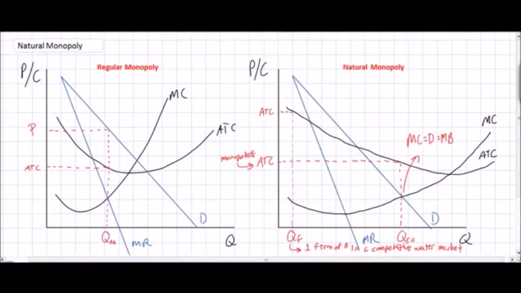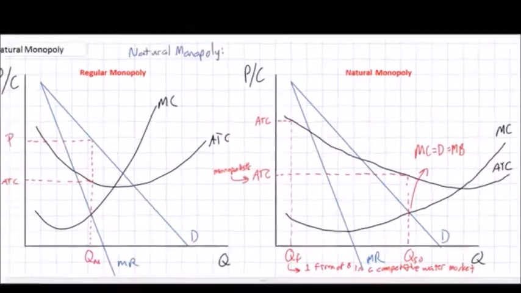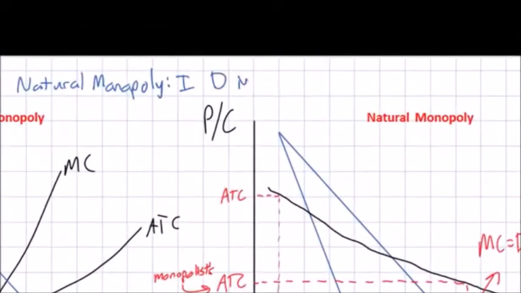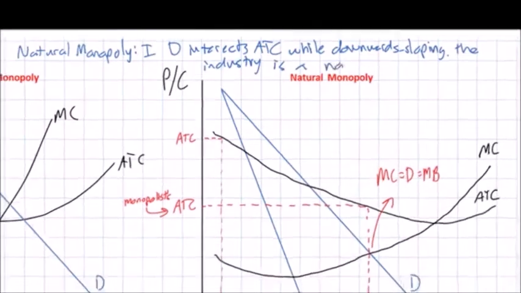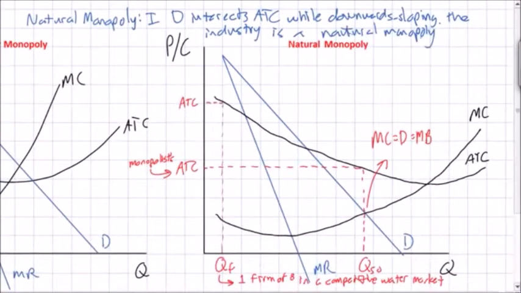So here's the rule of thumb for a natural monopoly. If demand intersects ATC while it is still downward sloping, then the industry is a natural monopoly. Basically, in such an industry, there is simply not enough demand for the good to necessitate more than one firm producing that good. The industry is actually better off, and society is therefore better off, if only one firm produces the good. But there's a problem.